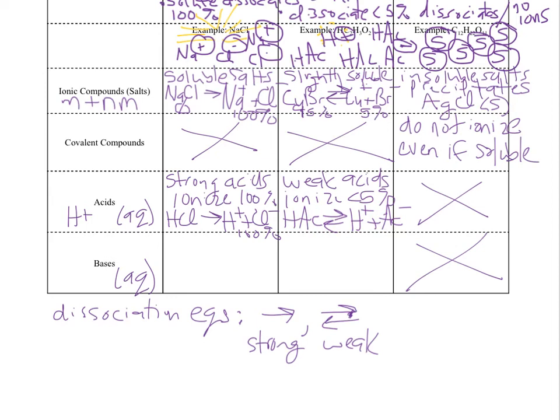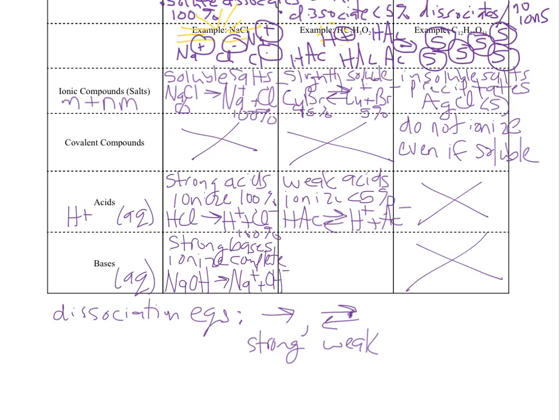Bases are exactly the same as acids. Strong bases are substances that ionize completely. I'll just write complete there, I'm running out of space. An example of a strong base is sodium hydroxide, which is lye. It's the stuff they use to make soap. And it breaks down completely into sodium ions and hydroxide ions. Okay.